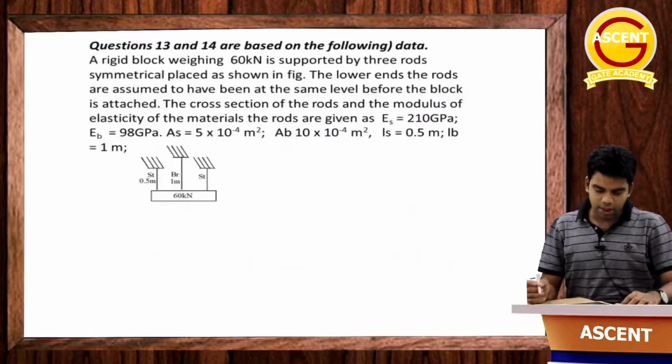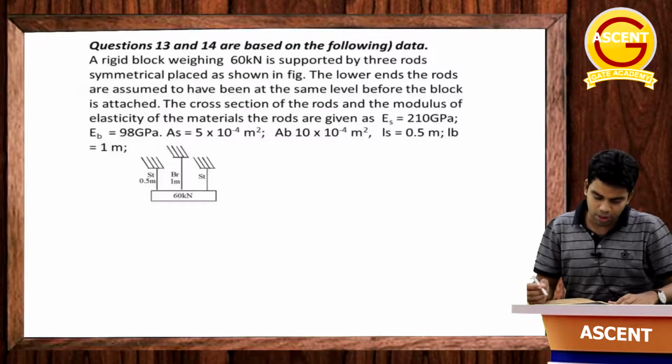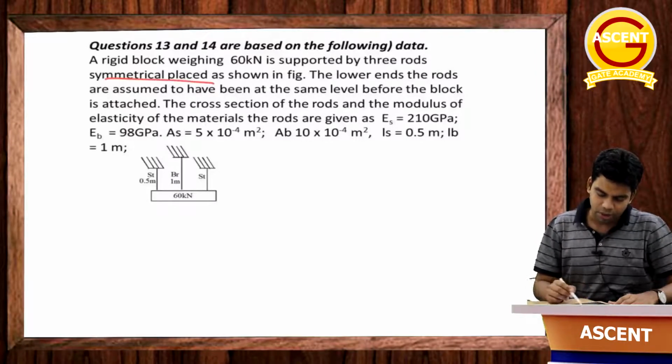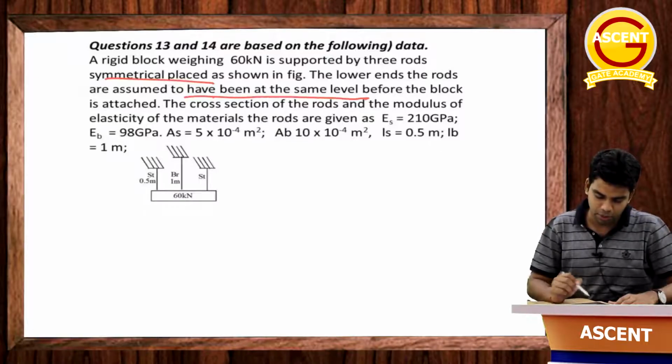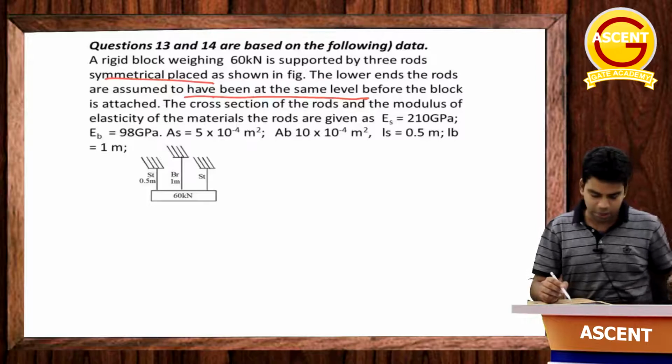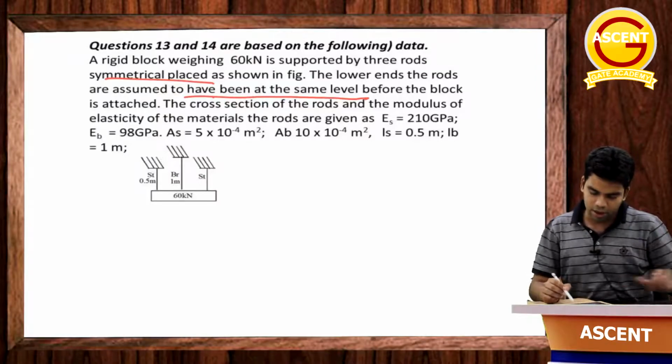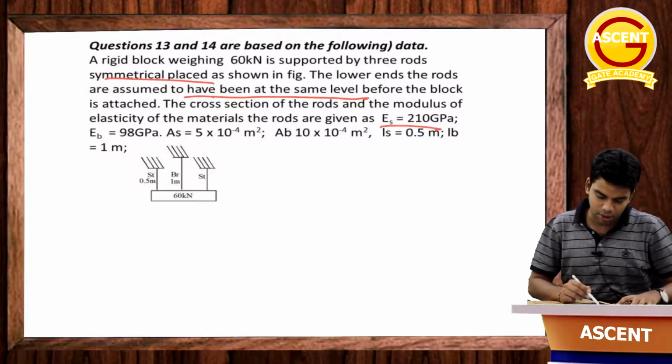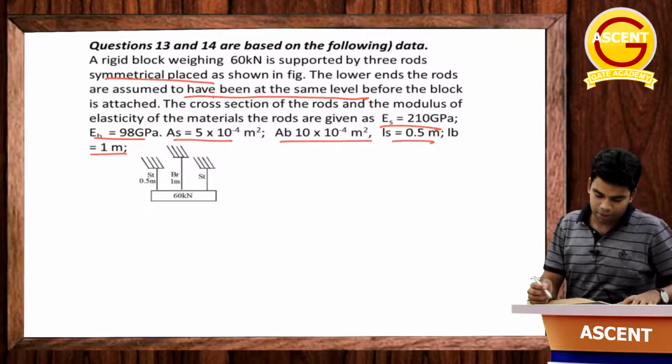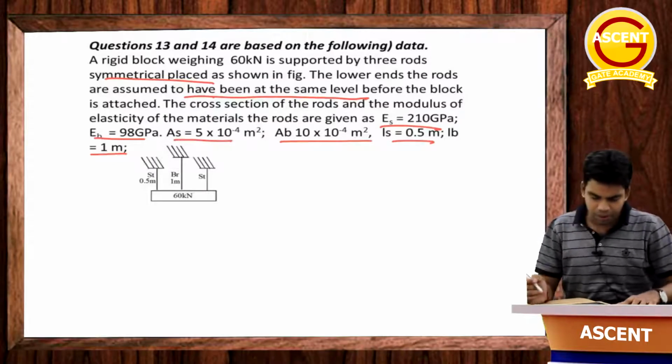Okay, next question says a rigid block weighing 60 kilonewton is supported by 3 rods symmetrically placed as shown in the figure. The lower ends of the rods are assumed to be at the same level, before the block is attached. The cross section of the rods and modulus of elasticity of the materials are given: E of steel is given, E of brass is given, area of steel is given, area of brass is given, lengths are given. Length of steel is 0.5 meter and length of brass is 1 meter.